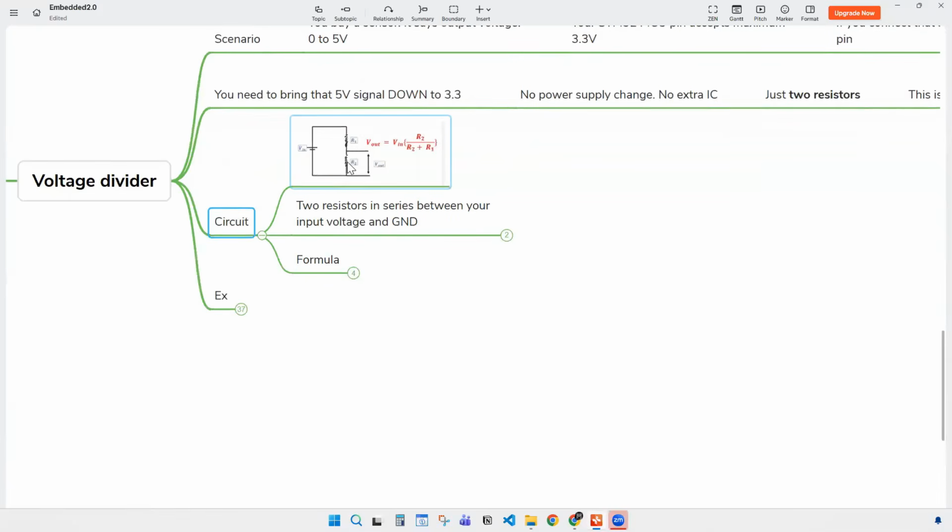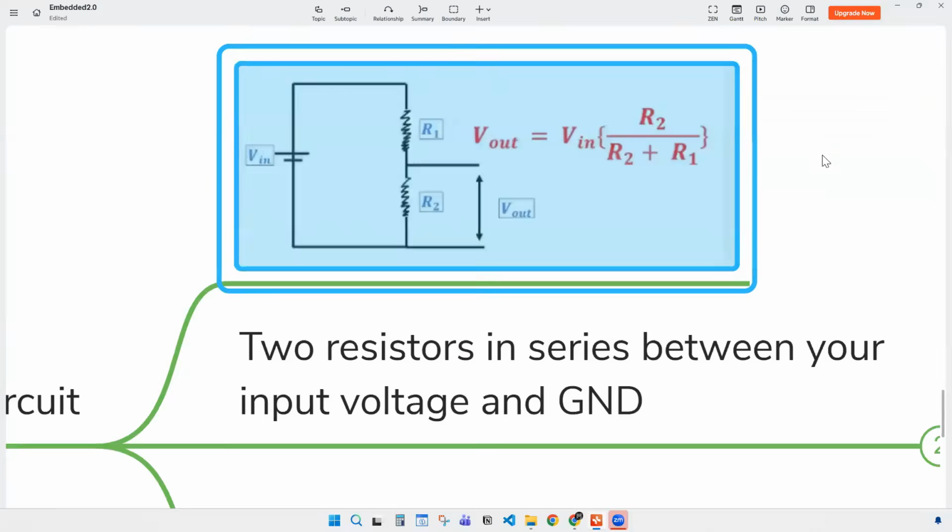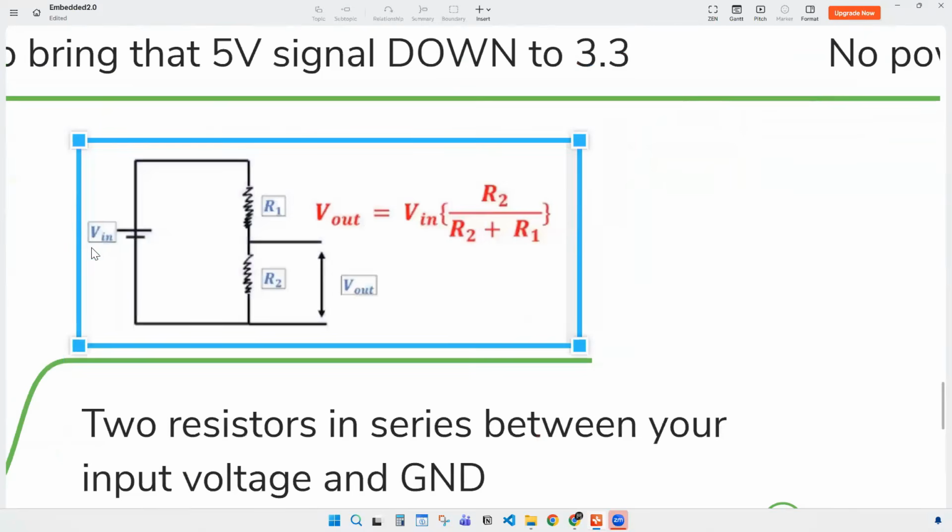And this is how the circuit is going to be. Imagine Vin is some certain voltage, like 5 volts or anything. So at Vin the voltage supply will be there. And here we will be putting a resistor called R1 and then R2. Simply by splitting with two resistors, we can solve the above problem, and this is called a voltage divider. The formula for this is Vout equals Vin times R2 divided by R2 plus R1.